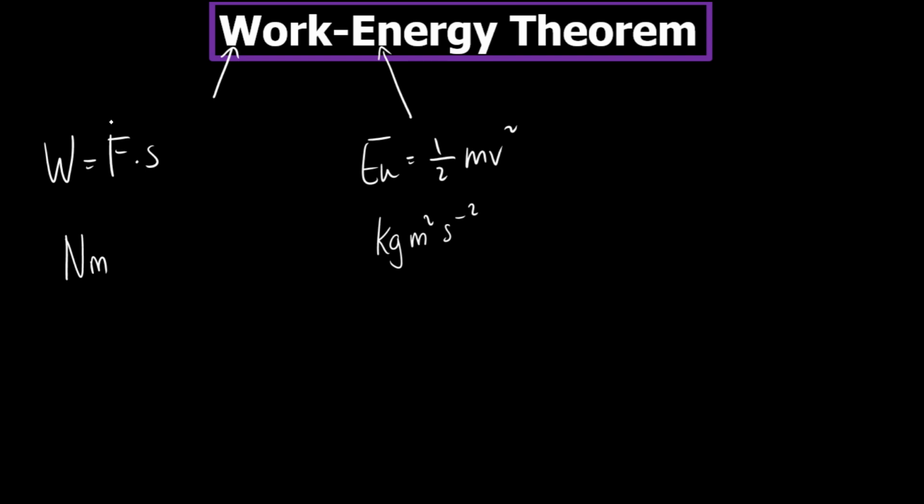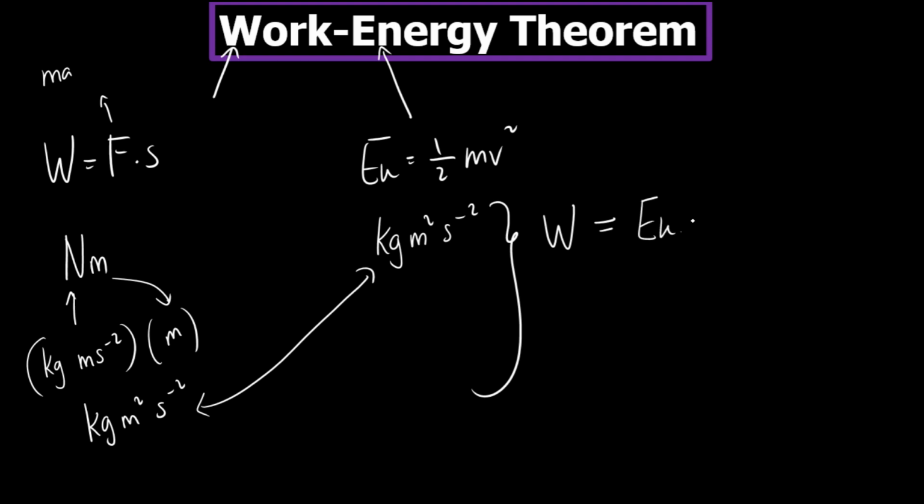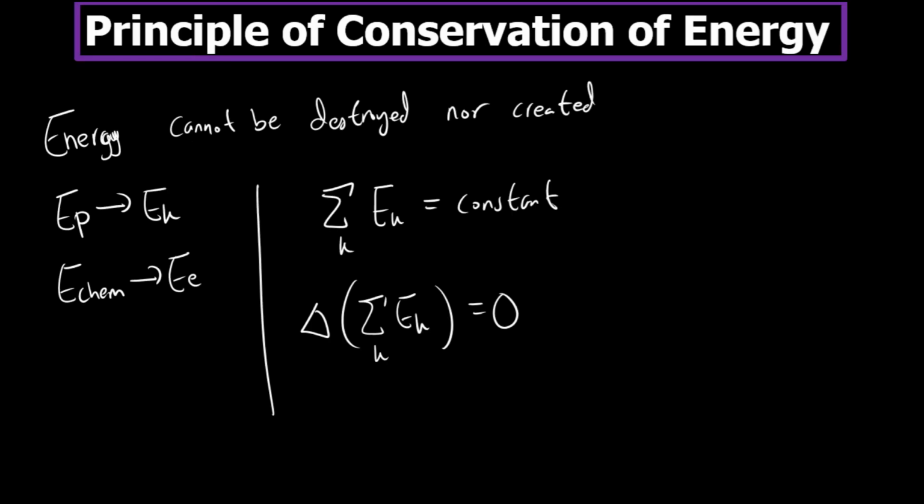Just remember that F equals ma and has the units of kilograms m s to the negative 2, and this is multiplied with meters. So what you have is kg m squared s to the negative 2. These two units are the same. In physics, when two units are the same, they are the same thing. So the work done by a constant force is equal to the kinetic energy. That's what the work energy theorem says. We have now covered the work energy theorem as well as the principle of conservation of energy.